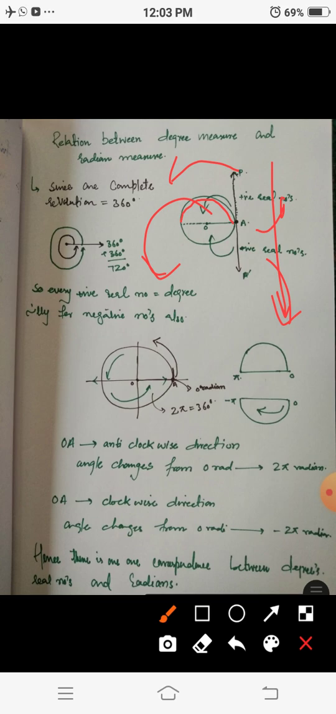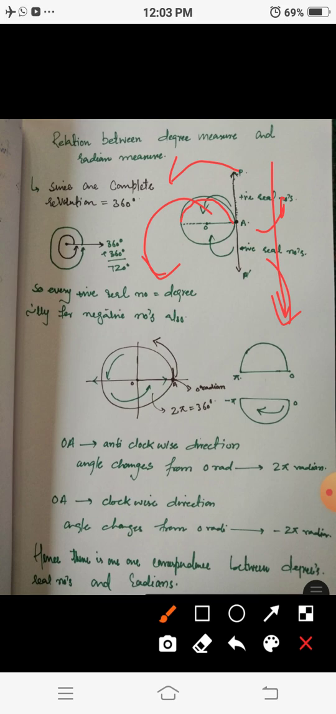Each point on this line represents a degree measure, while each point on this upper semicircle represents the positive measure in radians, which implies that these two systems coincide. So we can have the relation, or simply we can convert degrees into radians, or radians into degrees.